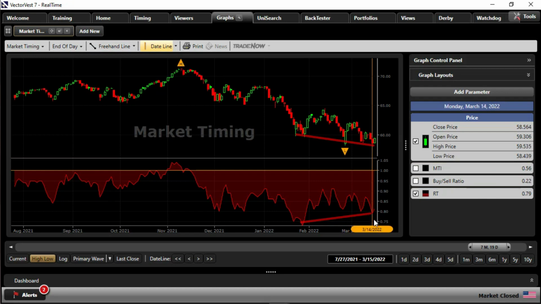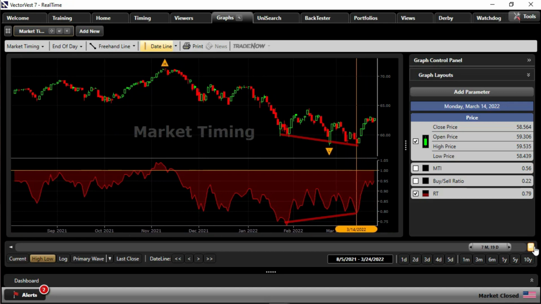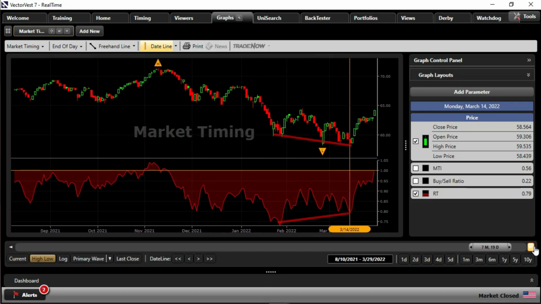the buy to sell ratio was right at 0.2, and the MTI was below 0.6, so the market was in a really oversold situation. Now this rally didn't last all that long, but it did give the bulls an opportunity to pick up some shares for a quick profit.